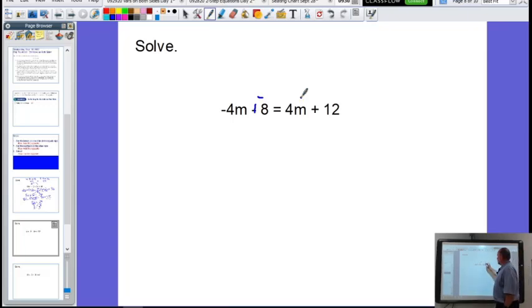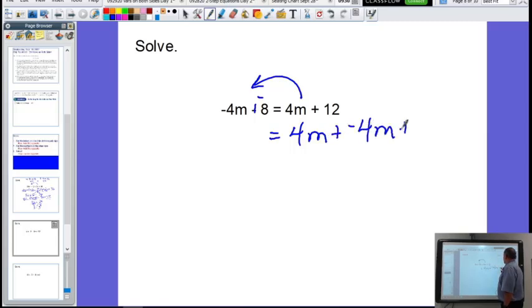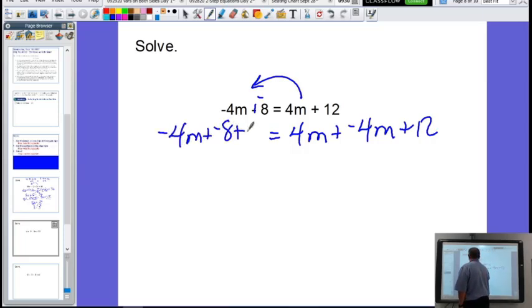Okay, so now I need to get my letters on one side. So I'm going to take this 4m, I'm going to move it over to be with that negative 4m. And again, I do that by adding its opposite. So 4m plus negative 4m plus 12. Then negative 4m plus negative 8 plus, now what was the new thing I added over here? I added that negative 4m, so I'm going to add a negative 4m.